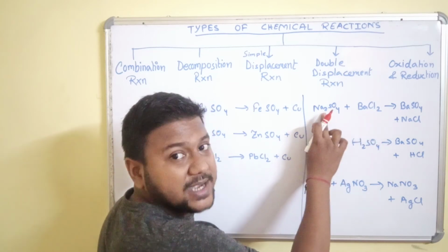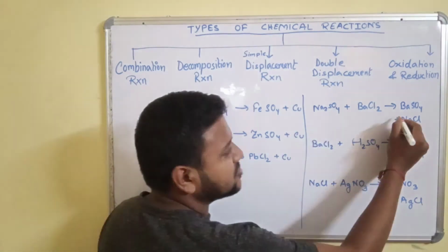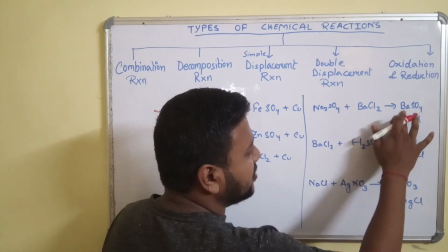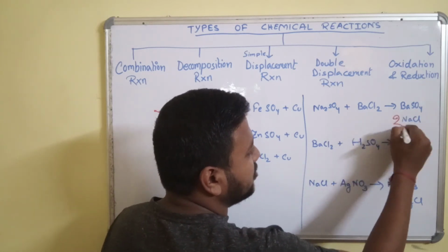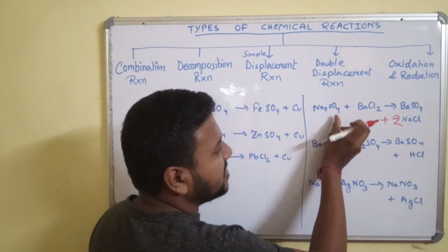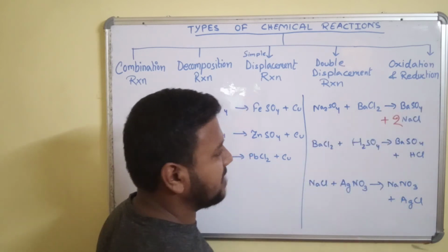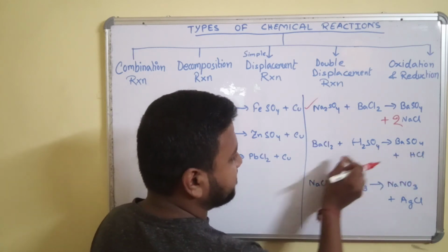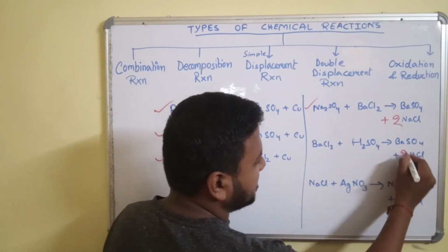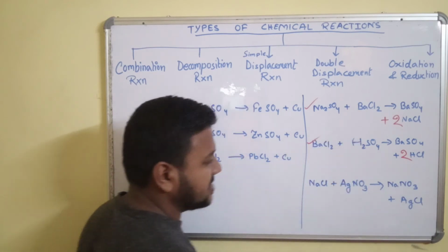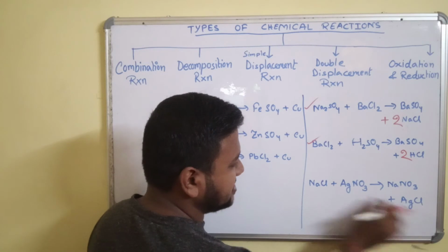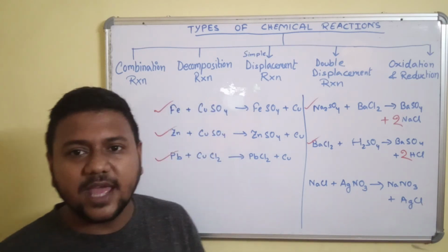Na has 2 atoms on one side, whereas there is a single atom of Na on the other. So what we do, we write a 2 in front of NaCl. So 2 NaCl. Here it will be SO4, Ba is balanced. Now it is balanced. Now Ba, Cl2. So here we will give 2 and it is again balanced. Na, NO3, Ag, Cl. Okay, so all these reactions are balanced.